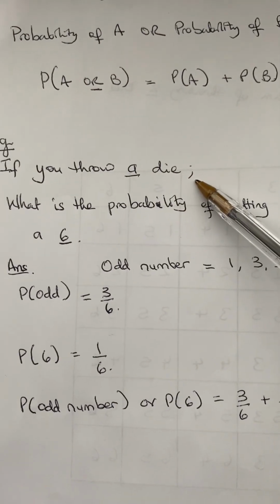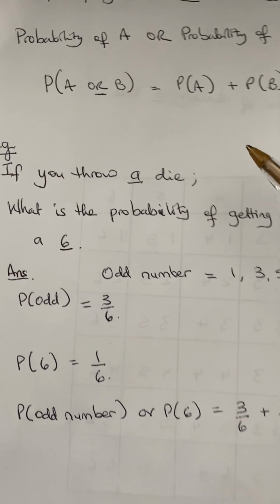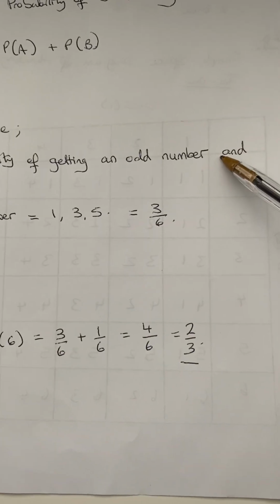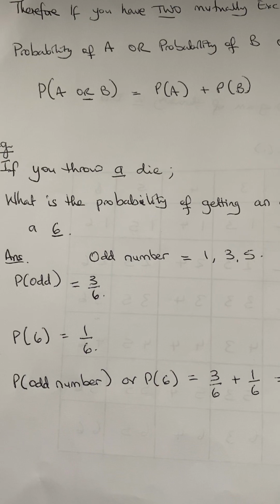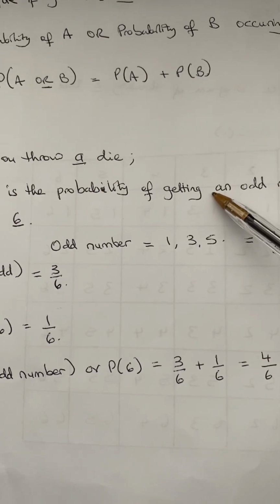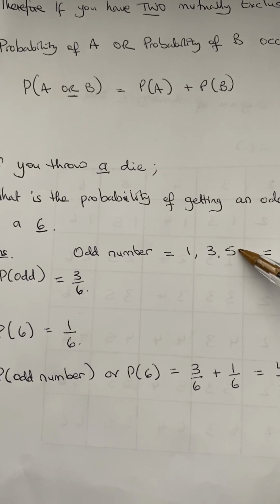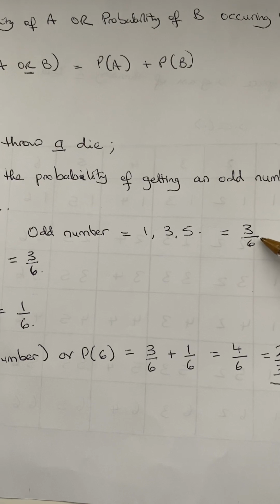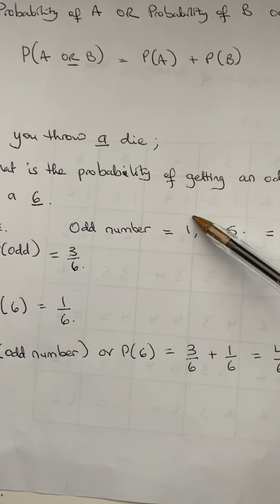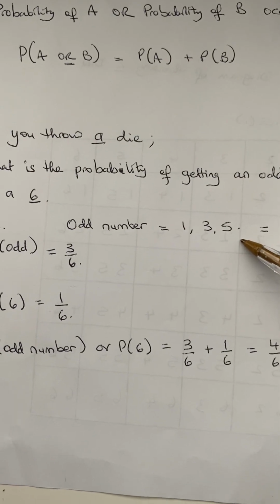So now let's look at this example here. If you throw a die, this is one die, not two. It hasn't got a coin, just one. What is the probability of getting an odd number or a six? So you throw a die. What are odd numbers? 1, 3, and 5. So the probability of getting an odd number in a throw of a die is 3 out of 6, because you have 3 possible outcomes. They are mutually exclusive.